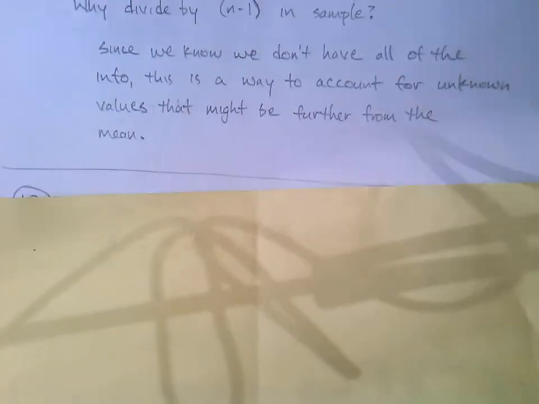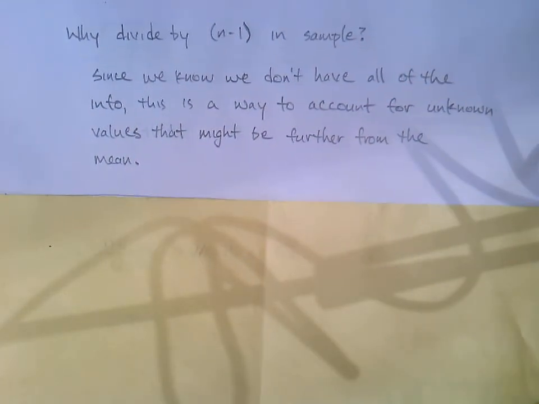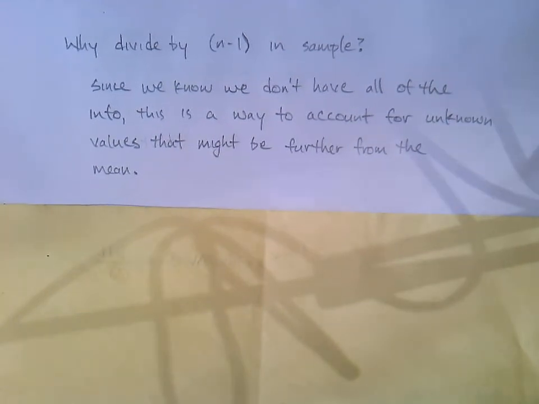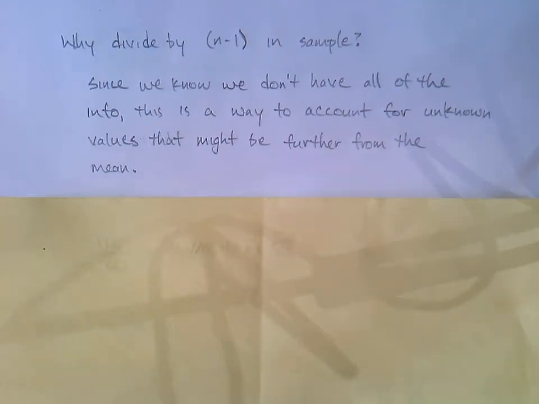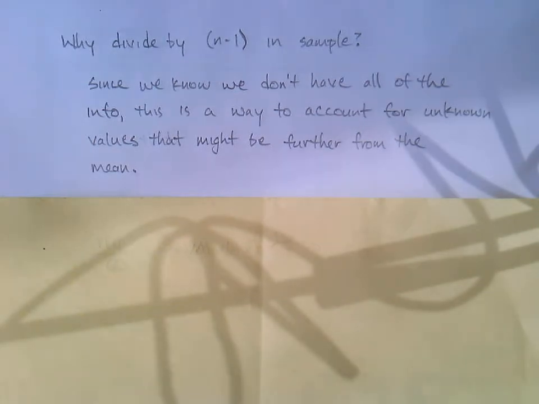I have summarized this. If you want to write it down or not, just put it down in words here. Why divide by n-1 in the sample? Since we know we don't have all of the information, this is a way to account for unknown values that might be further from the mean. We can't say with absolute confidence how spread out or unspread out the data is. So we give a little bit, making our values a little bit bigger to account for that.